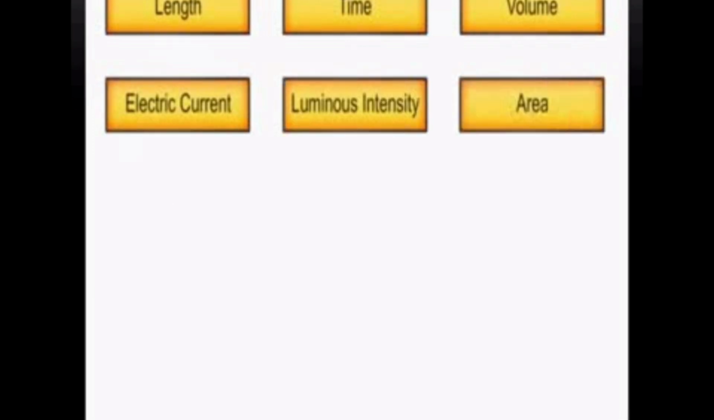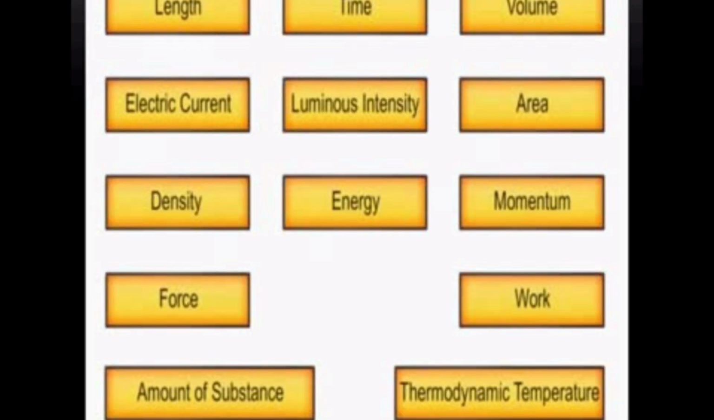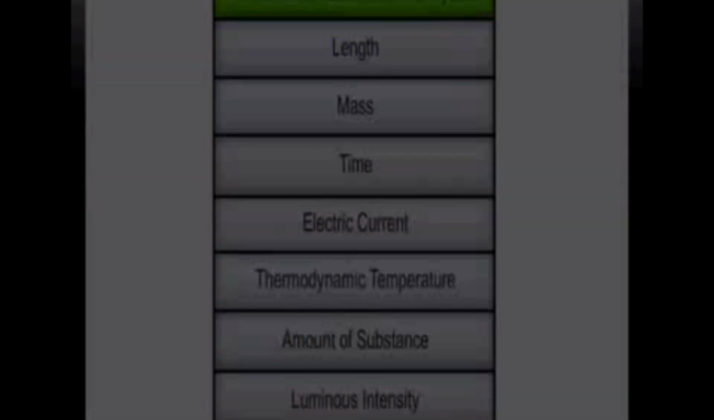So length, time, mass, volume, electric current, luminous intensity, area, these are all the fundamental quantities and derived quantities. 7 fundamental quantities are there. Another things are derived quantities. So 7 fundamental quantities. Using those fundamental quantities, we derive the quantities.